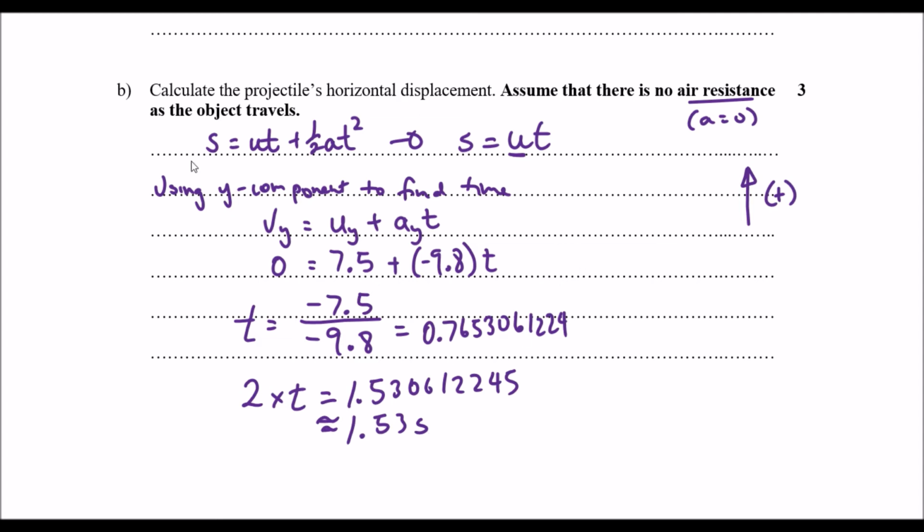Okay. Now we need to go back to the range here. So I want to find the horizontal displacement. Find Sx. Sx equals ut. U was 12.99 times the time of 1.53.